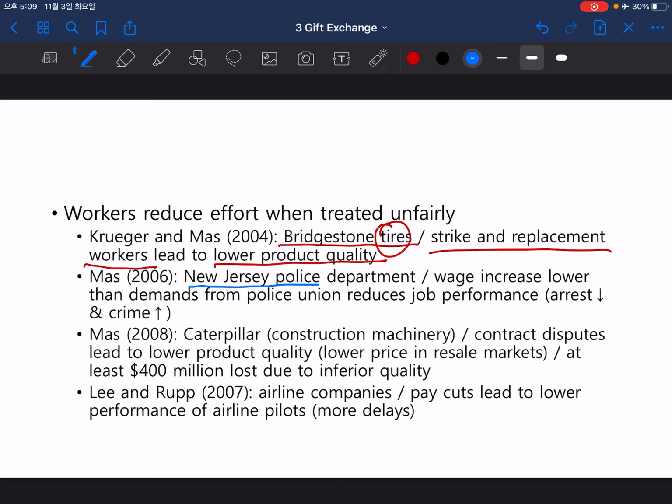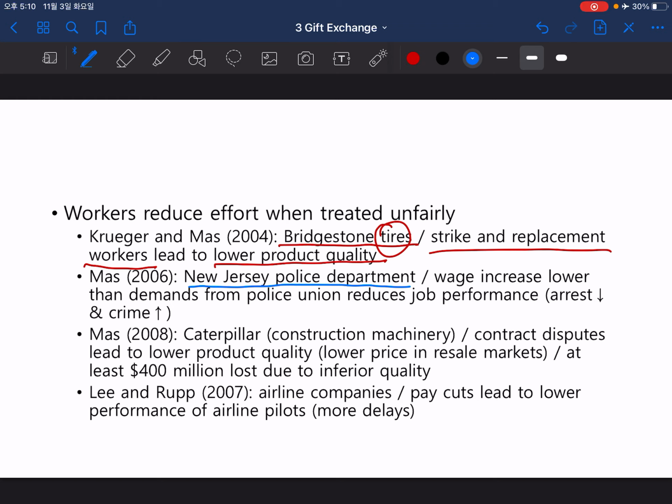The second paper is about a police department. There is a police union, and there is a negotiation about police wages between the police union and the department. The police union asks for a higher salary increase, and then there's a negotiation going on, and the police department is going to choose how much wage increase will be determined.